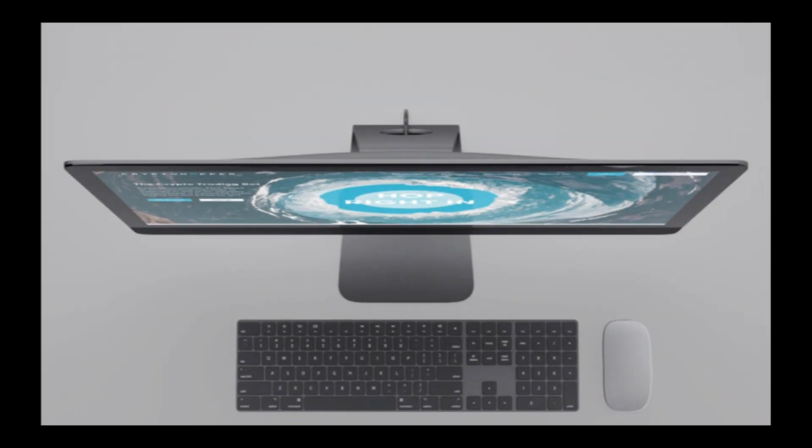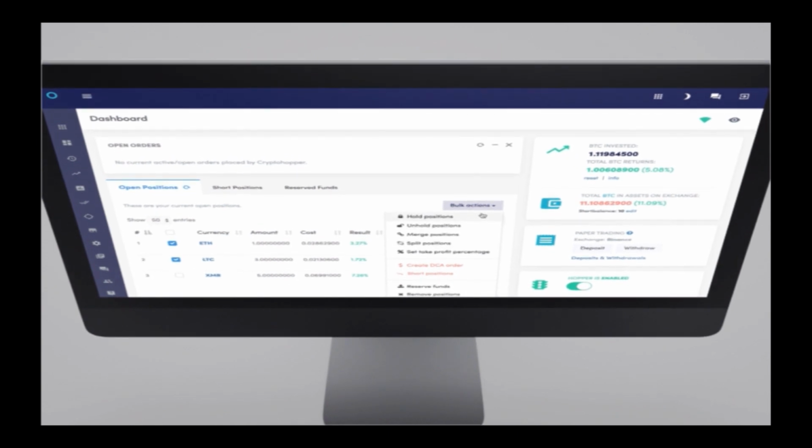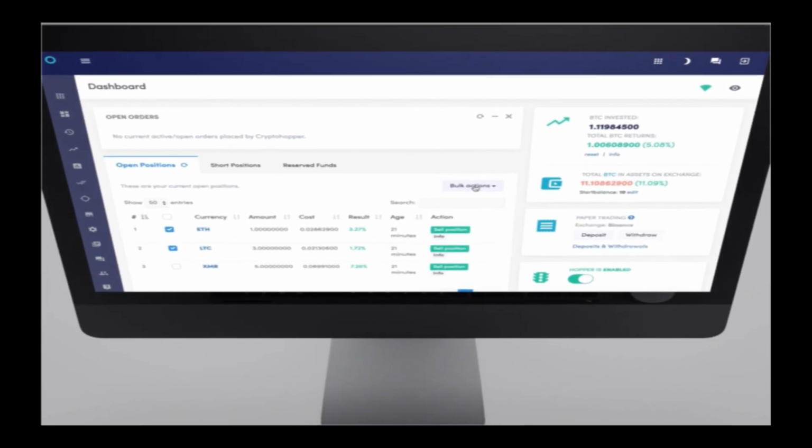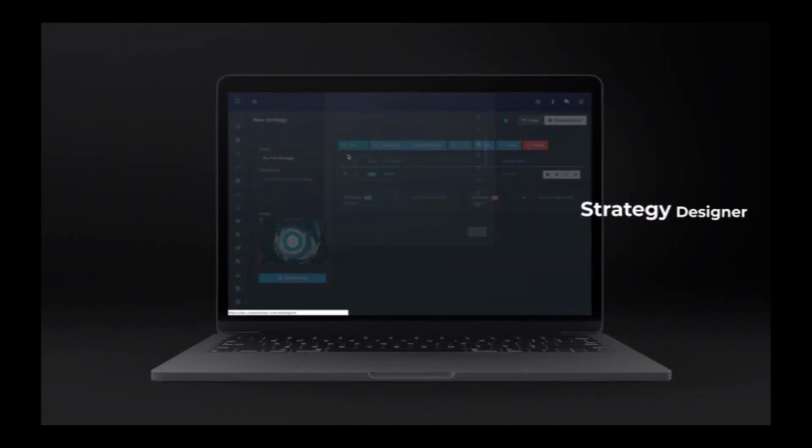Today we're going to look at the configuration options of CryptoHopper, the automated trading platform for cryptocurrencies. This is the heart and soul of the platform, and together we can avoid you making any mistakes, which could cost you a lot of money.